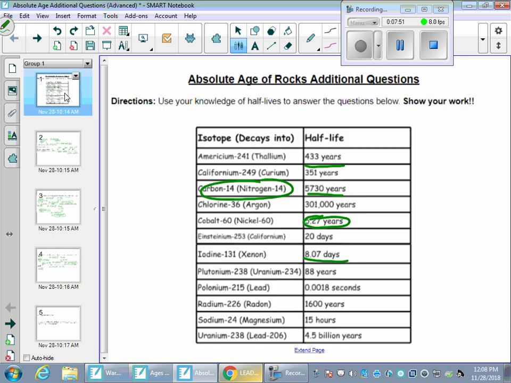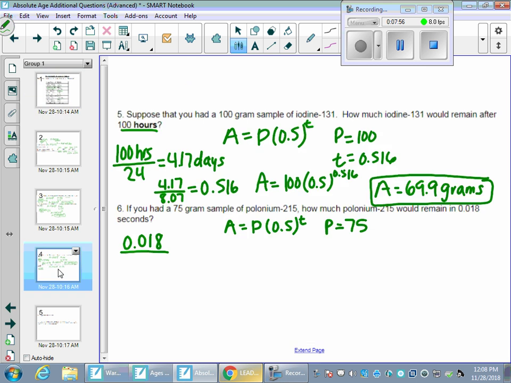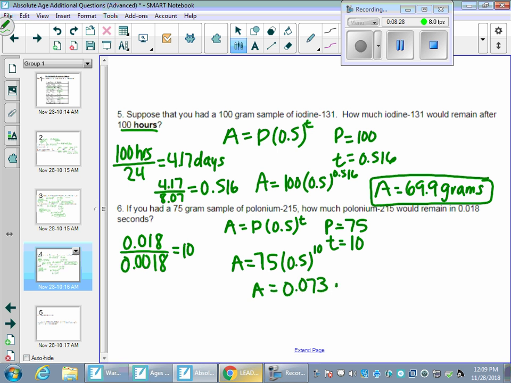If you look at the half-life, it is a very, very short period of time, 0.0018 seconds. When you divide those two numbers in your calculator, you get 10. So the number of half-lives is 10, so T is equal to 10. Then we plug this in: A is equal to 75 times 0.5 to the 10th power. You're going to get a smaller number because 10 half-lives is a lot. So A is equal to 0.073 grams. That's how much you would have.